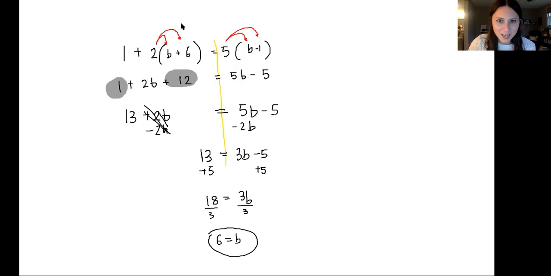Look how many steps I had. You should feel very proud of yourself for being able to do equations like this. I have 1, 2, 3, 4, 5 steps here. So, well done.